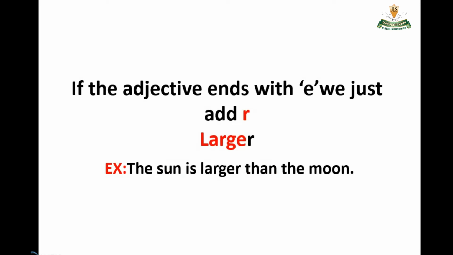If the adjective ends with E, we just add letter R, like large. Large ends with letter E. So we are not going to add ER, we will just put R. So we can say the sun is larger than the moon.